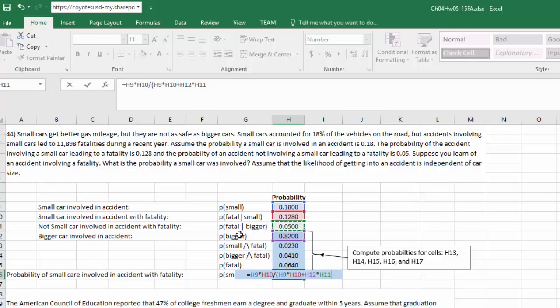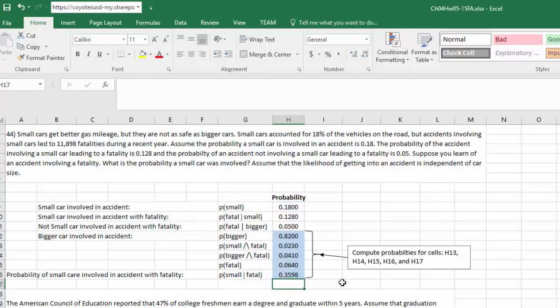So we're simply taking both the probability of being small and fatal and adding the probability it was bigger and fatal. Okay, close the parentheses and we enter. So your answer is 35.98% that a small vehicle was involved, given that the crash was fatal.